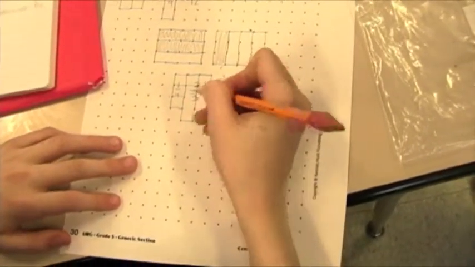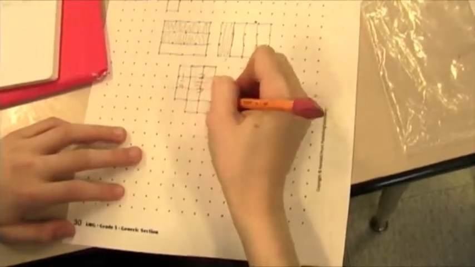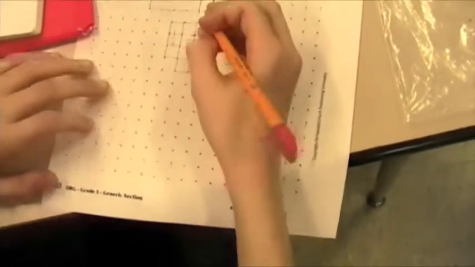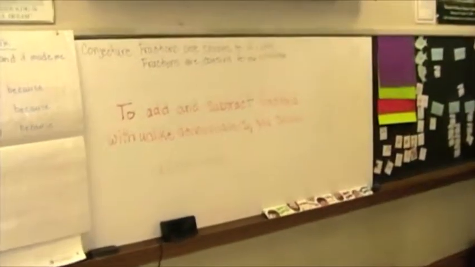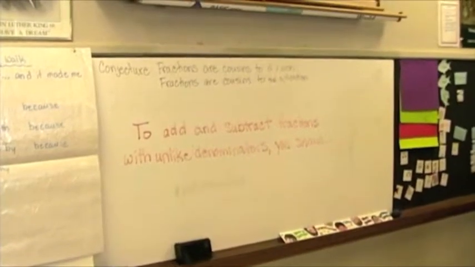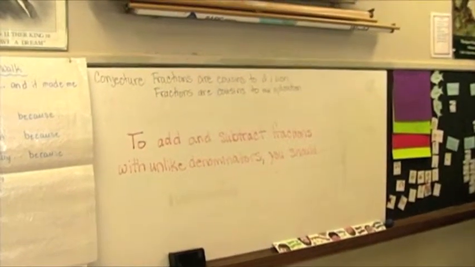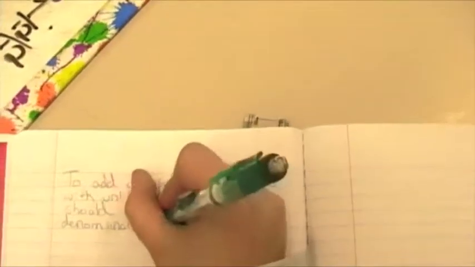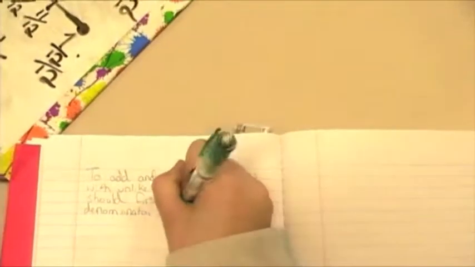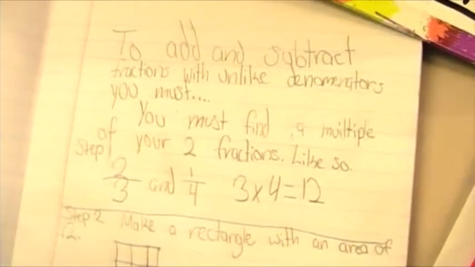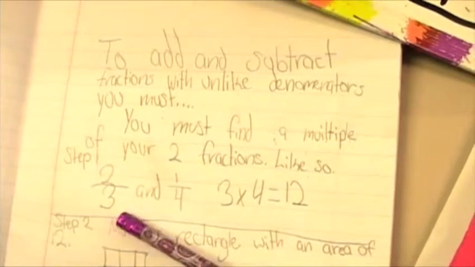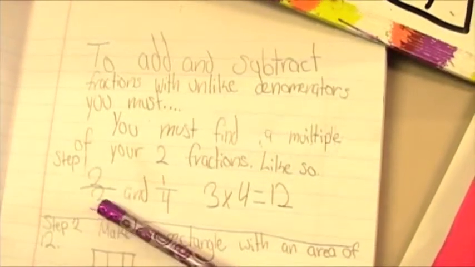Drawing that. 1, 2, 3, 4, 5, 6, 7, 8, 9, 10, 11. Adding and subtracting fractions when the denominators, or the bottom number, is not the same. So I want you to do that in your math journal. Is that what you did? Steps. So what is this still correct?